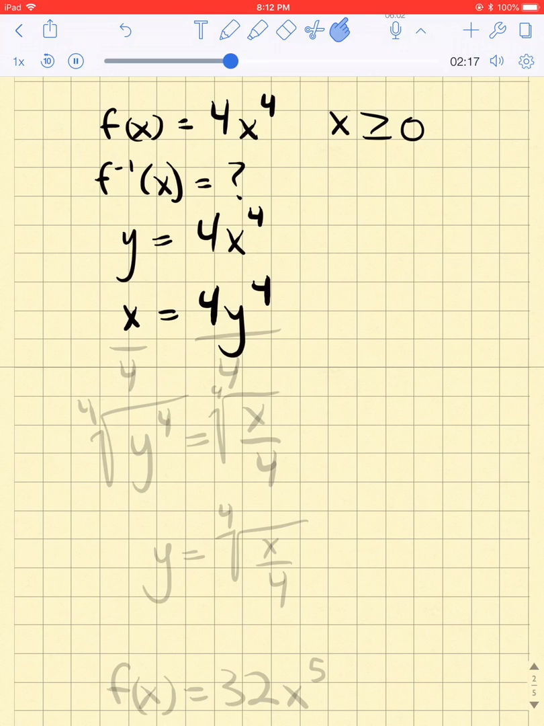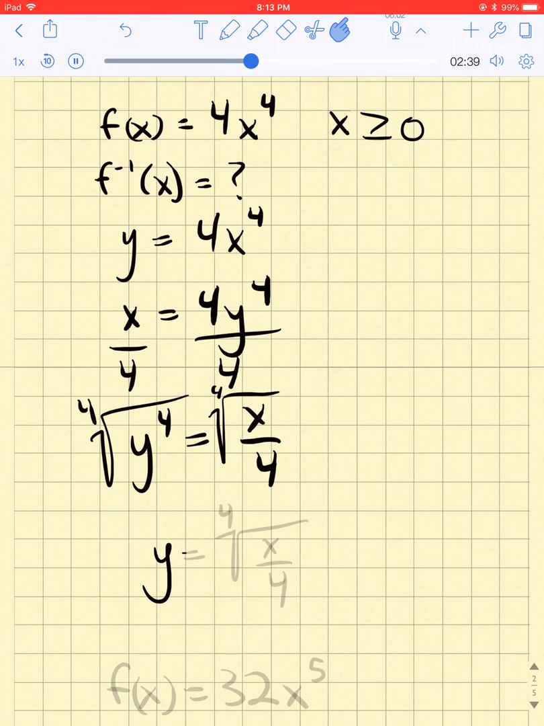We say, okay, here's y, so first we gotta divide both sides by 4. And now we have y to the 4th is equal to x over 4. And then from here, we take the 4th root of both sides, and we are left with y by itself is equal to the 4th root of x over 4. Right? Two more.